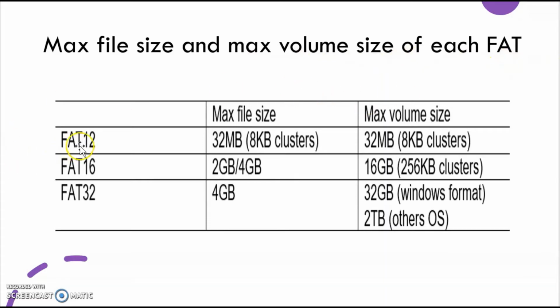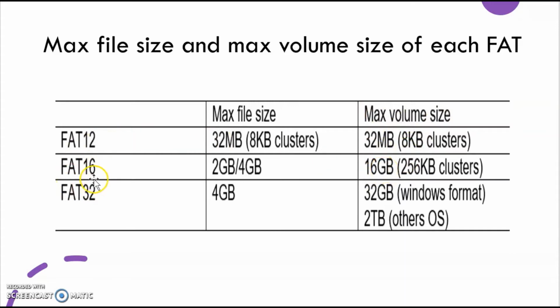For the FAT12 version, it can store a maximum file size of 32 megabytes. So the max volume size for FAT12 will be 32 megabytes also. For the FAT16 version, the maximum file size can be from 2 gigabytes to 4 gigabytes. And the maximum volume size of FAT16 would be 16 gigabytes.